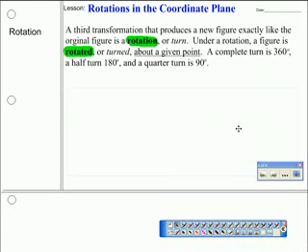A rotation. Now this one, like the first two, translations and reflections, after you perform the transformation, produces a new figure exactly like the original. So they should be congruent. Another name for rotation is a turn. Under a rotation, a figure is rotated or turned about a given point. That's very important. It's turned about a given point.